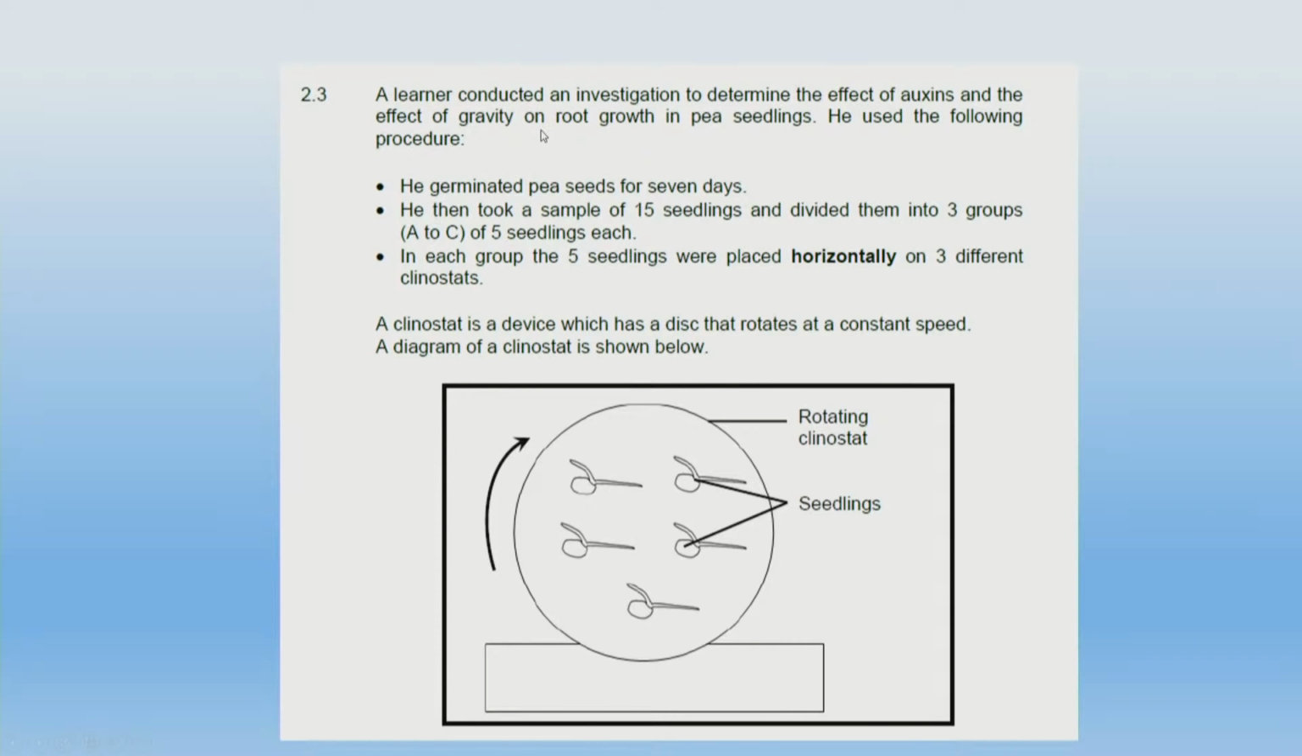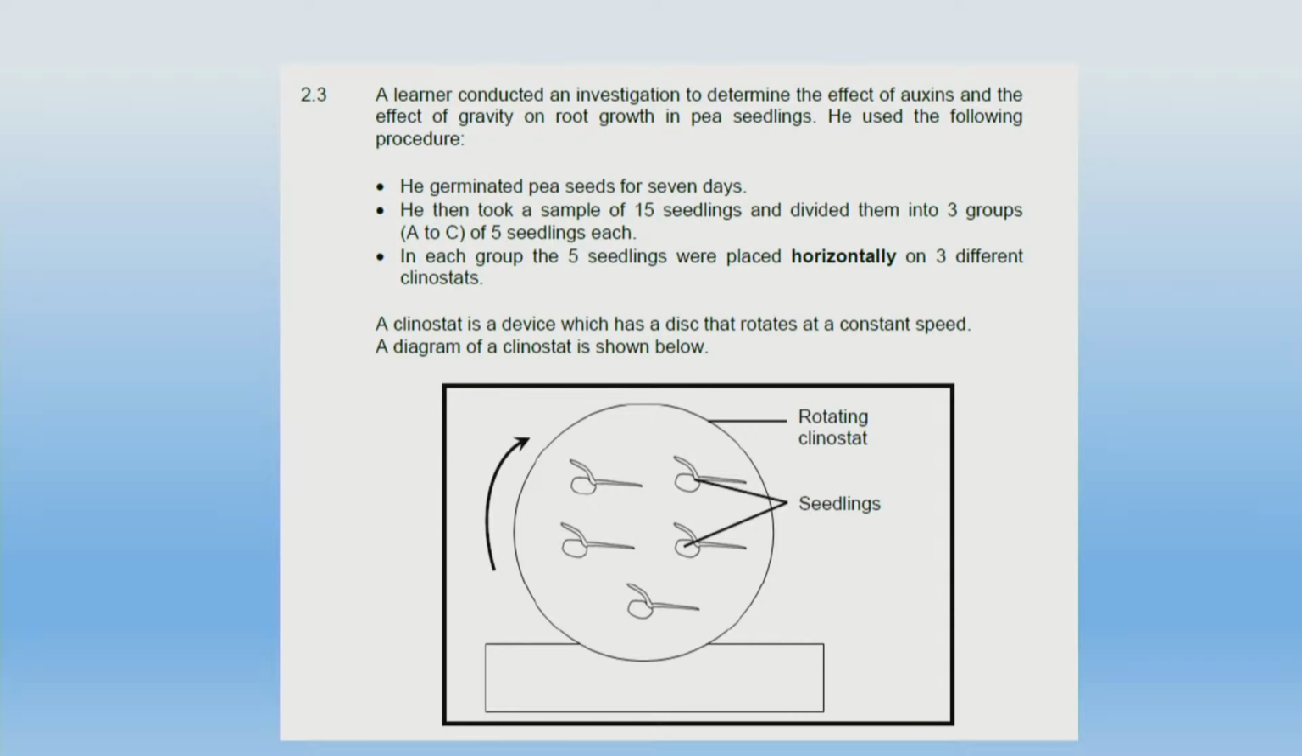A learner conducted an investigation to determine the effect of auxins and the effect of gravity on root growth in a pea seedling. He used the following procedure. He germinated the pea seeds for 7 days, and then he took a sample of 15 seedlings and divided them into 3 groups, A to C, of 5 seedlings each.